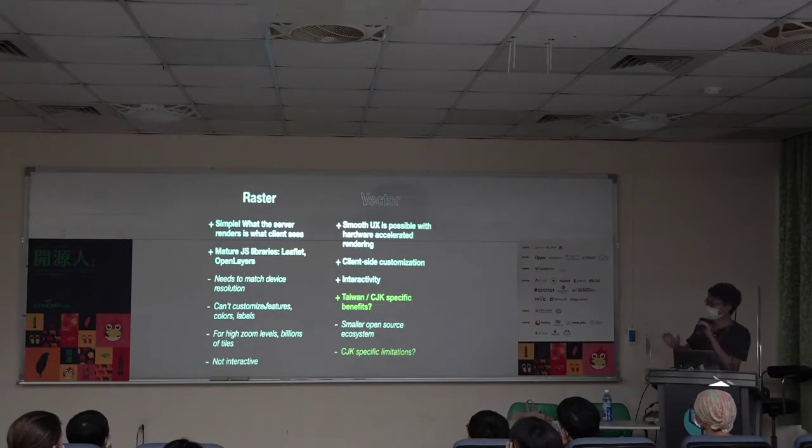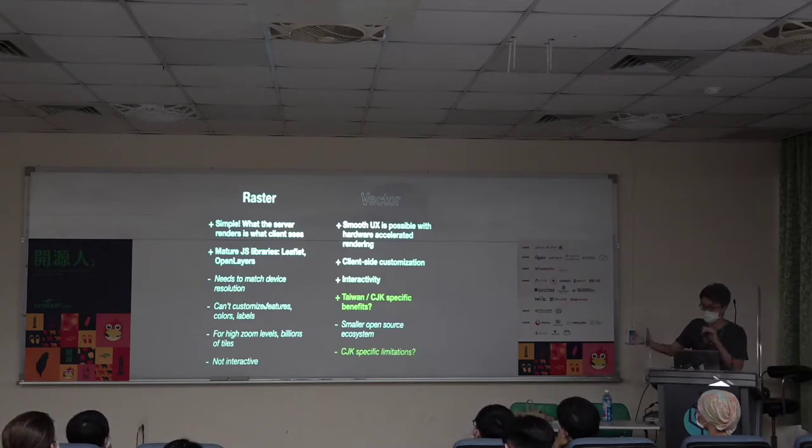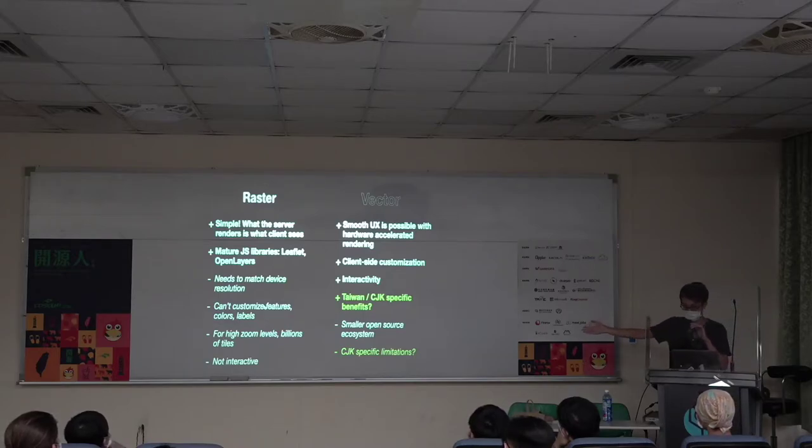So here's a very broad rundown of these pros and cons, raster versus vector. Raster is simple. It has a decade of tooling behind it, but there can be lots of tiles. You can't customize it once it's been rendered, and it can be blurry. Vector tiles can be completely interactive, but there is a smaller open source ecosystem.